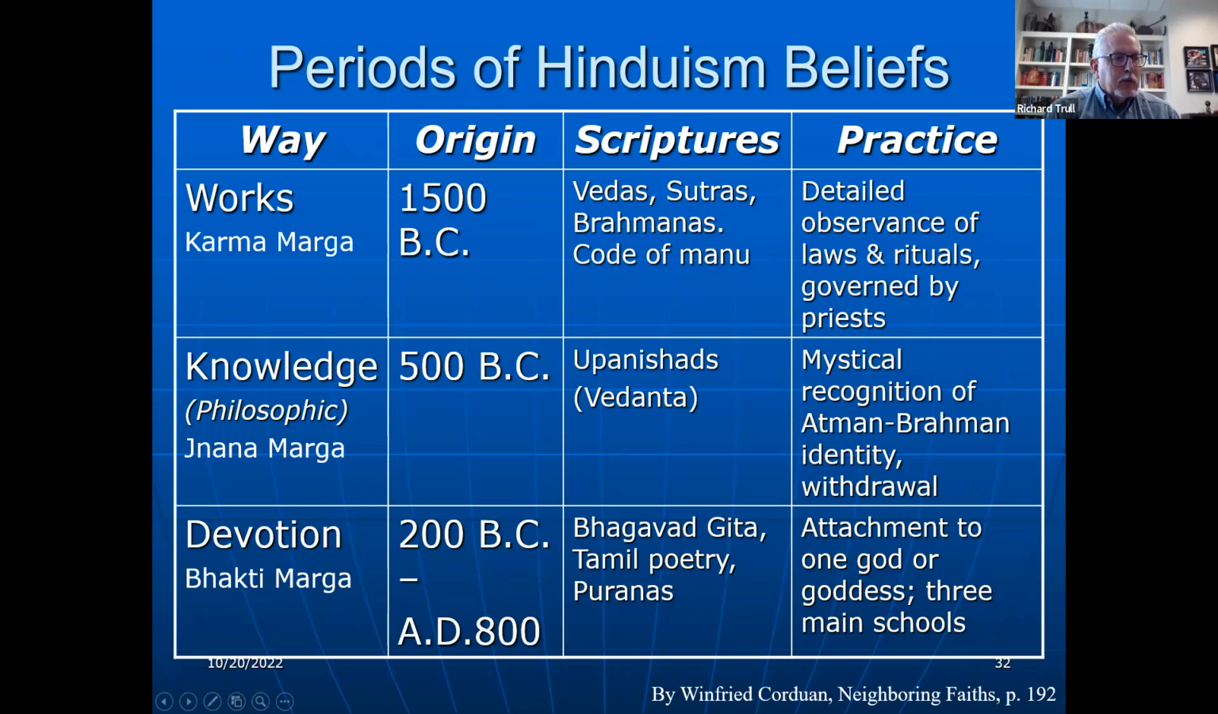I took this from Winfried Corduan from his book, Neighboring Faiths, the first edition, and then added in the Karma Marga and Jnana Marga and Bhakti Marga. But basically, it's looking at three groupings of the historical teachings that make up a lot of Hinduism. And so you've got the breakdown, the first one, 1500 BC to 500 BC, approximately.